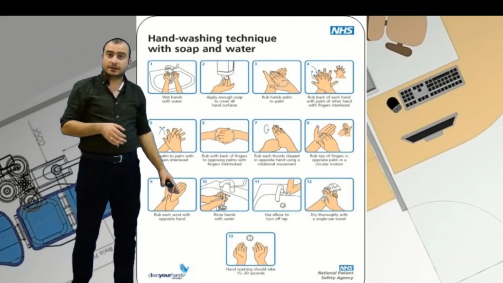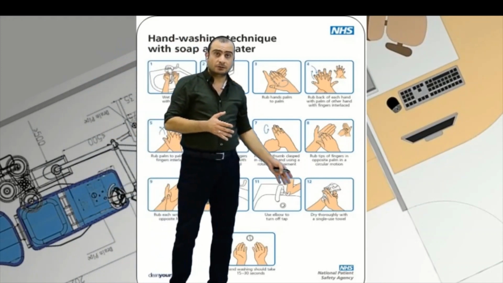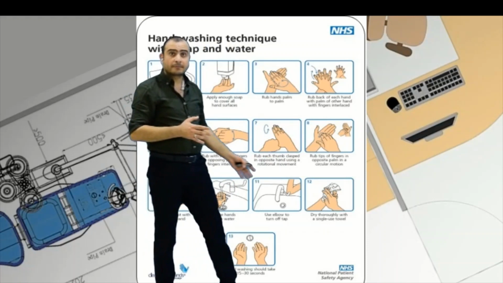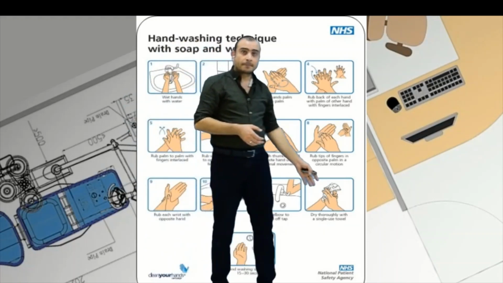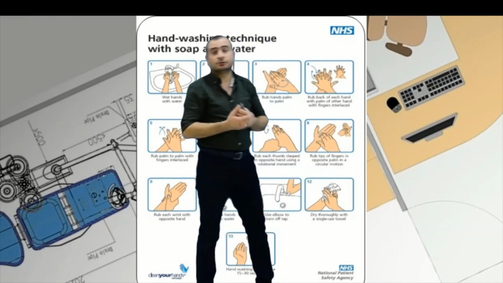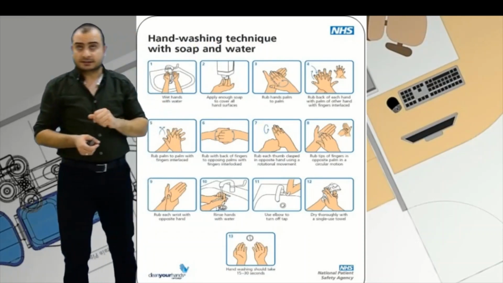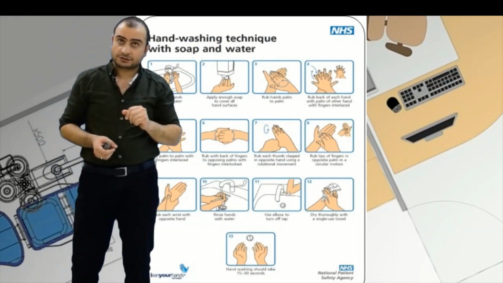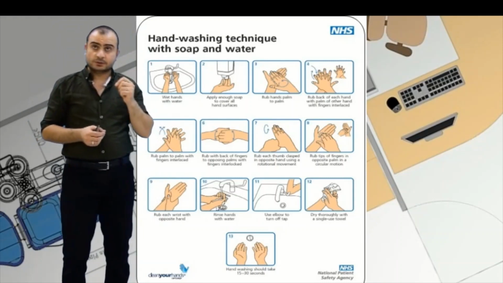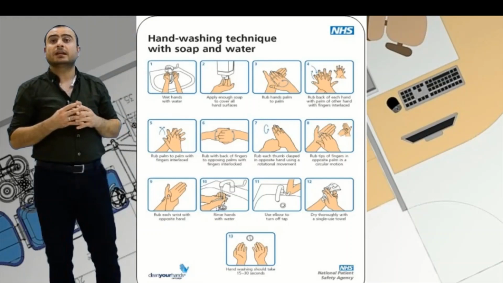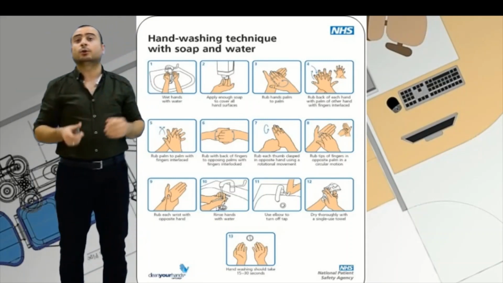After we finish this, if we use soap and water, then we need to rinse our hands with water, close the tap using the elbow or a tissue, then use a disposable tissue to dry our hands. This takes from about 15 seconds to about 30 seconds, with 20 seconds on average, to perform these steps. If we use an alcohol rub, then we can do these steps and repeat them until the alcohol dries.